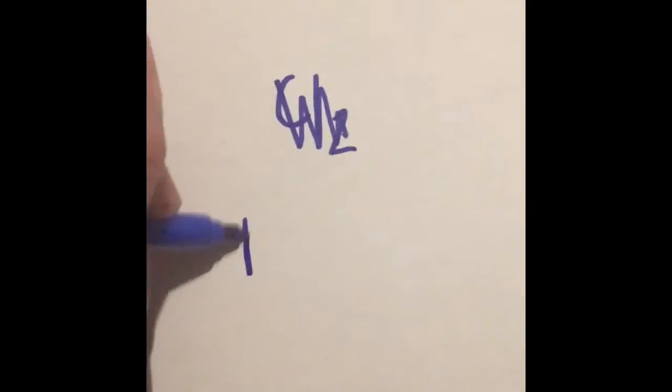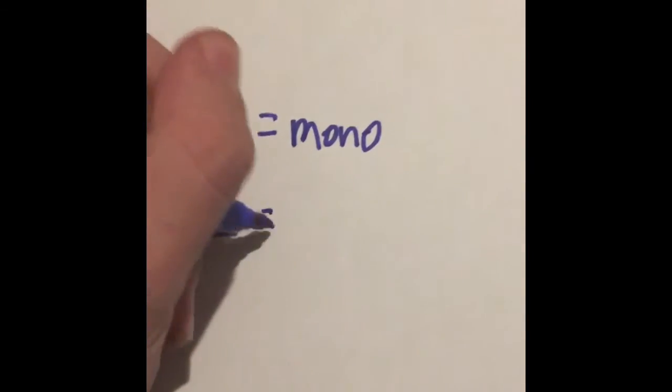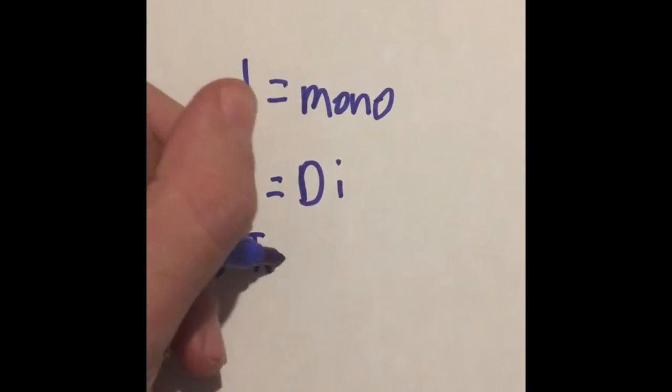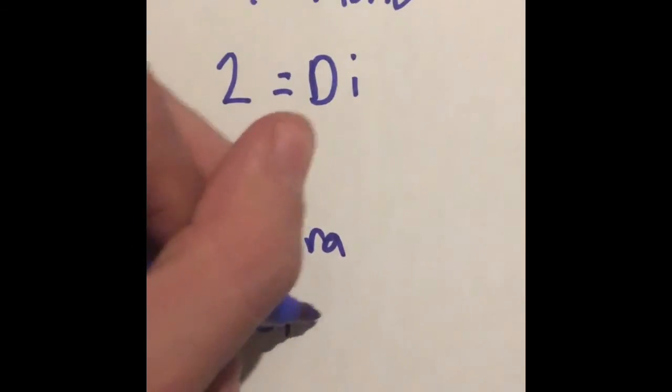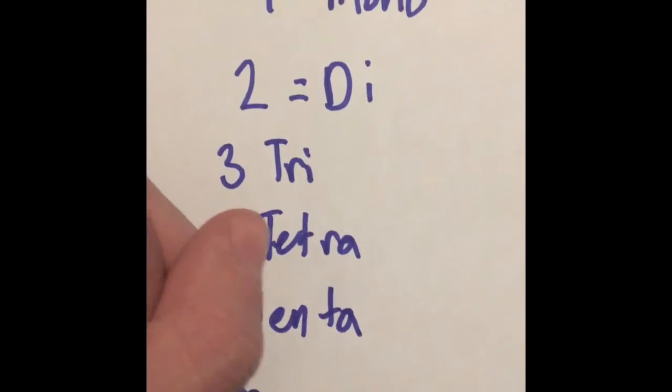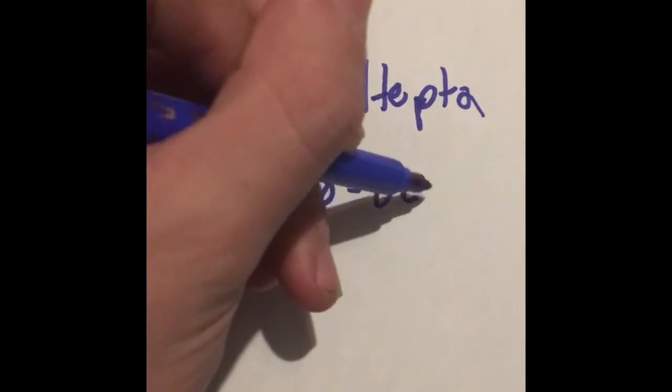Instead of writing Cl2 for 2-chlorine, you would write dichloride. For 1, you would write mono, 2, you would write di, 3 is tri, 4, tetra, 5, penta, 6, hexa, 7 is hepta, 8 is octa, 9 is nona, and 10 is deca.